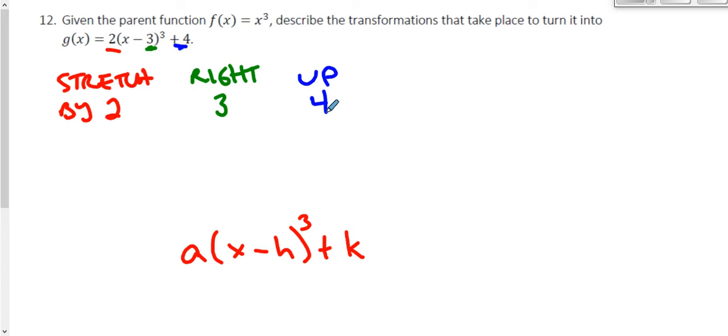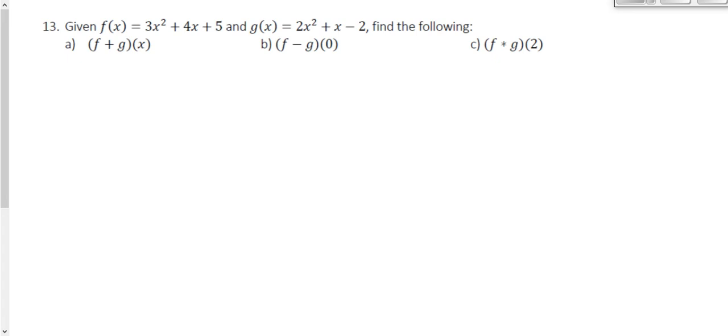Let's take a look at question 13. This is asking us to evaluate some operations here. Now, f plus g of x, for example A, f minus g of 0, for example B, and f times g of 2, for example C, are literally just the operations plus, minus, or times. I don't have to go and multiply by x or numbers at the end like this. This is not times x. This is of x, just like the notation f of x.